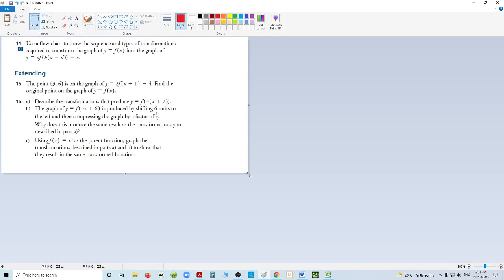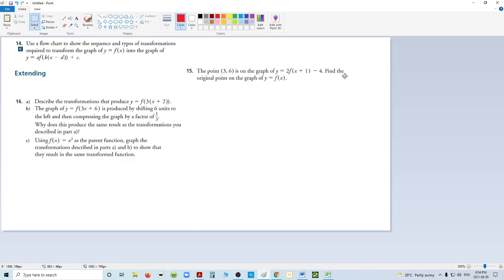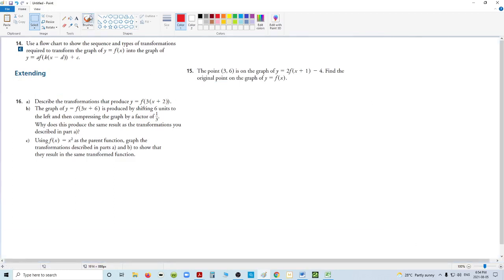Show the sequence and type of transformations required to transfer this graph into this. Well, you can just use that formula that I gave you, the Desmos tool. This point has been, let's find the original point. So this is a good example. They're giving you the end point and not the beginning point. So, some mysterious point called xy went through the transformations and came out as 3, 6, which means we need to find the transformations.